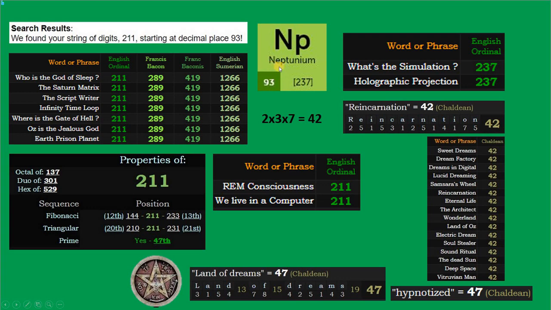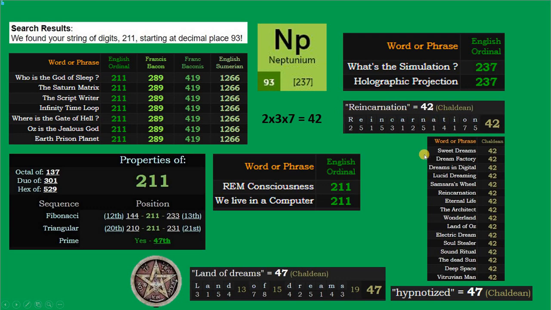The atomic mass of Neptunium is 237, and in English ordinal we have the question, what's the simulation? And the answer, holographic projection, with this number. When you multiply 2 by 3 by 7, you get 42, and this is a very important number as it is the answer to life, the universe, and everything in the Hitchhiker's Guide to the Galaxy. 42 is also linked to reincarnation in Chaldean.